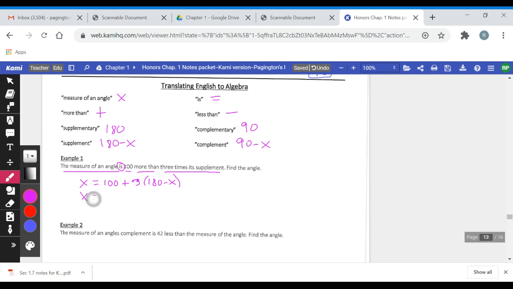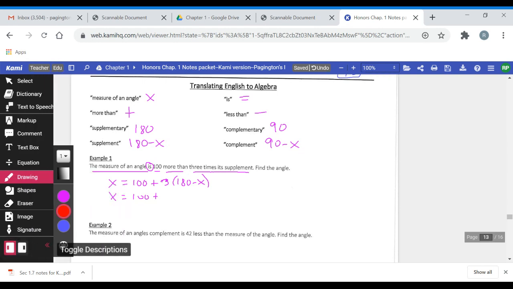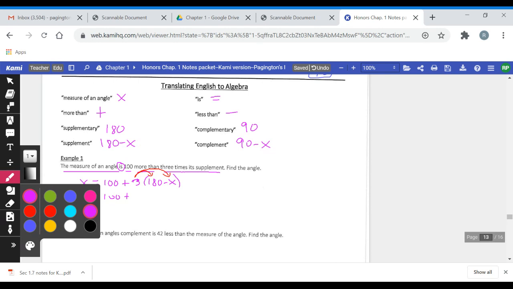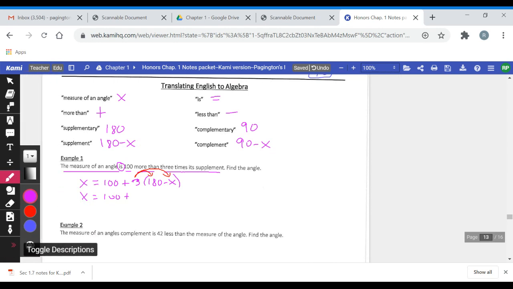So if we go ahead and distribute that 3, I like to show that I'm distributing the 3 with the arrows. So if I go ahead and distribute that 3, then I can write 540 minus 3x. Make sure you're multiplying that 3 by both terms. And now if I combine my like terms together, I end up with 640 minus 3x.